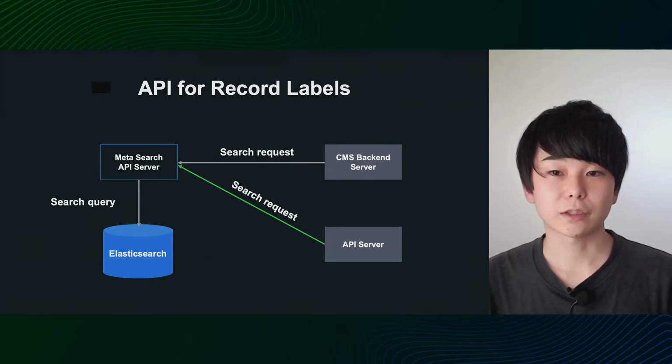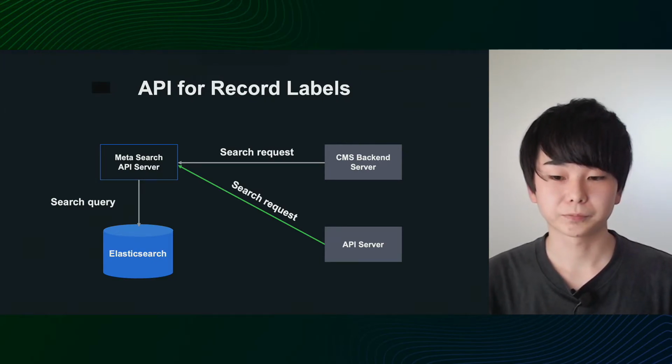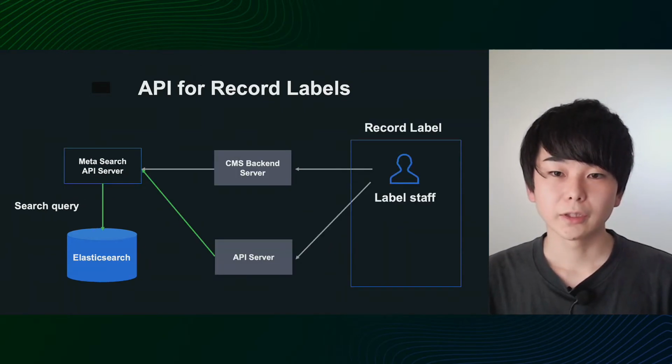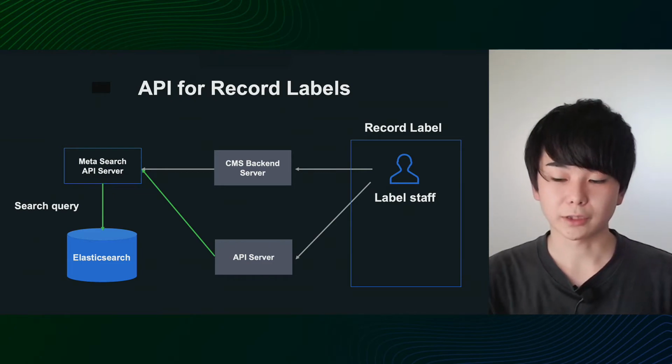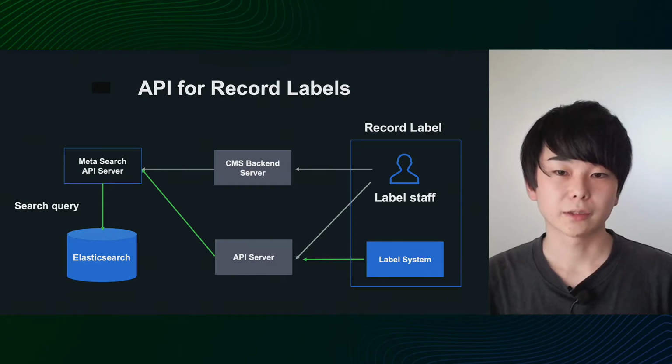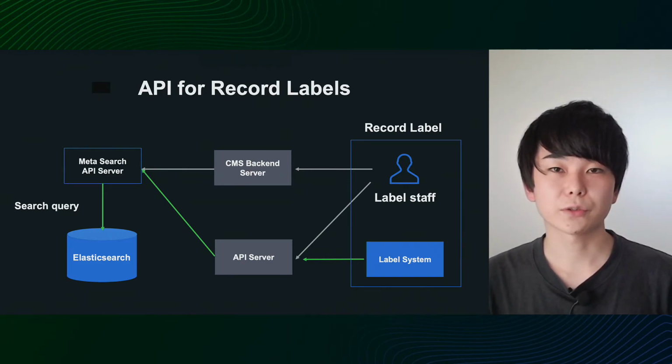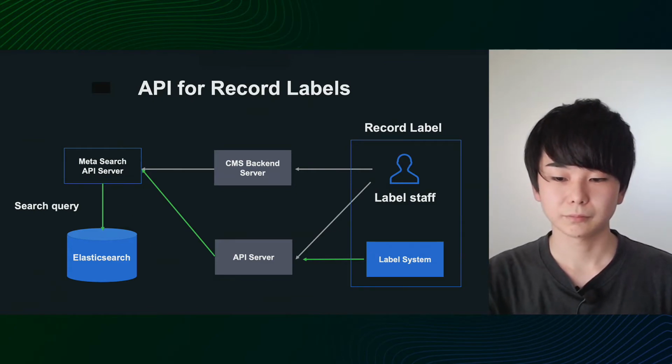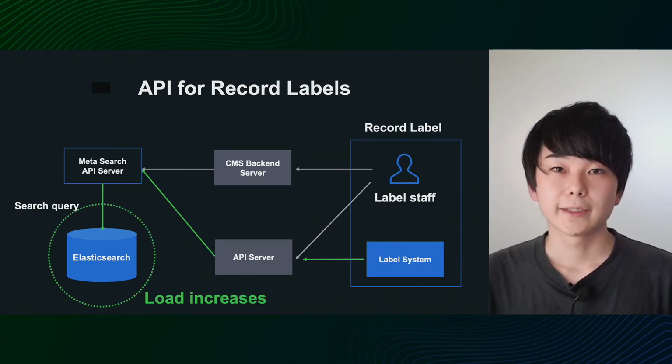In addition to the search function of the CMS, we open up the search function as an API. Up until now, requests came when music label staff operated the CMS. However, since we decided to open it up as an API, requests would come from the music label's own system, and we needed to be able to handle requests such as a large amount of batch processing.